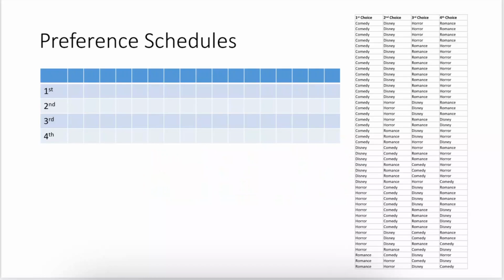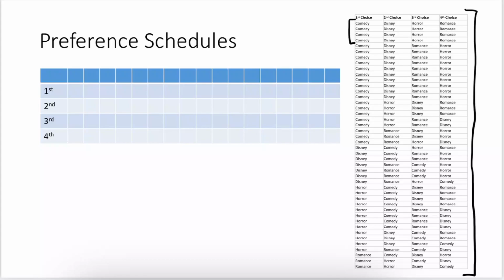The way that we create a preference schedule is we summarize all of the votes from everyone who voted. Take, for example, this set of data that I collected from my first Math 1030 class. I asked everybody to rank their favorite movie genres from first choice to fourth choice, and when everybody answered the survey, this summarizes the results that I got. Some people voted exactly the same. Like these 4 people here all voted comedy as their first choice, Disney as their second, horror as their third choice, and romance as their fourth choice.